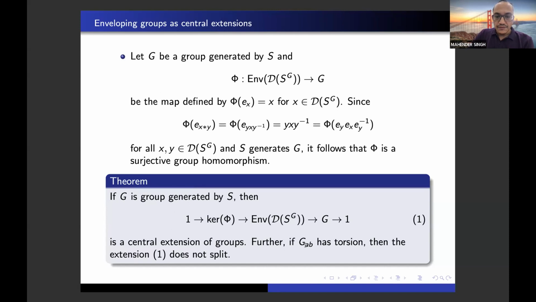Further, if the abelianization has torsion, then we know that this extension does not split. Because it's a central extension, if it splits, it's simply a direct product. And if the abelianization has torsion, you arrive at a contradiction, because the abelianization of the enveloping group will not have torsion. The second statement is rather trivial, and also showing that it's a central extension, one just has to use the definition.